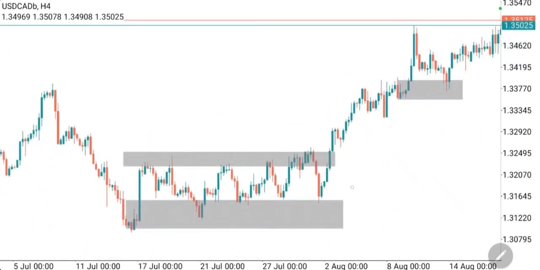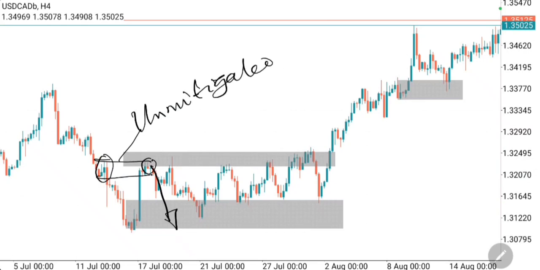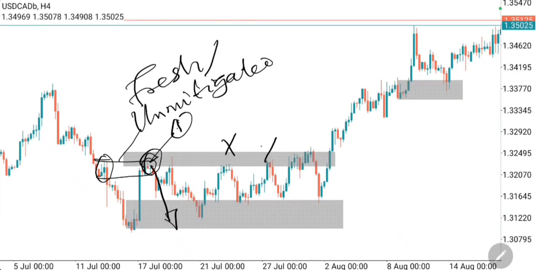Okay, here now you can see the same thing that we saw in the other place. I would joyfully take this trade because this is a fresh unmitigated zone. I will take this trade from here, number one. But I will not take this trade. I would not take this trade. Neither will I take this trade.